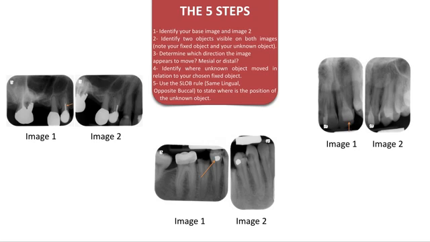Here is example 3. Where is the upper left 2 in relation to the upper left 1? Can you find out the answer using the 5 steps? Do not worry, we are going through the stages. Image 1 is our base image. The fixed object is the upper left 1, and the unknown is the upper left 2. There seems to be a distal shift from image 1 to 2, and the upper left 2 seems to be moving with this shift. Therefore, it is palatally positioned to upper left 1.